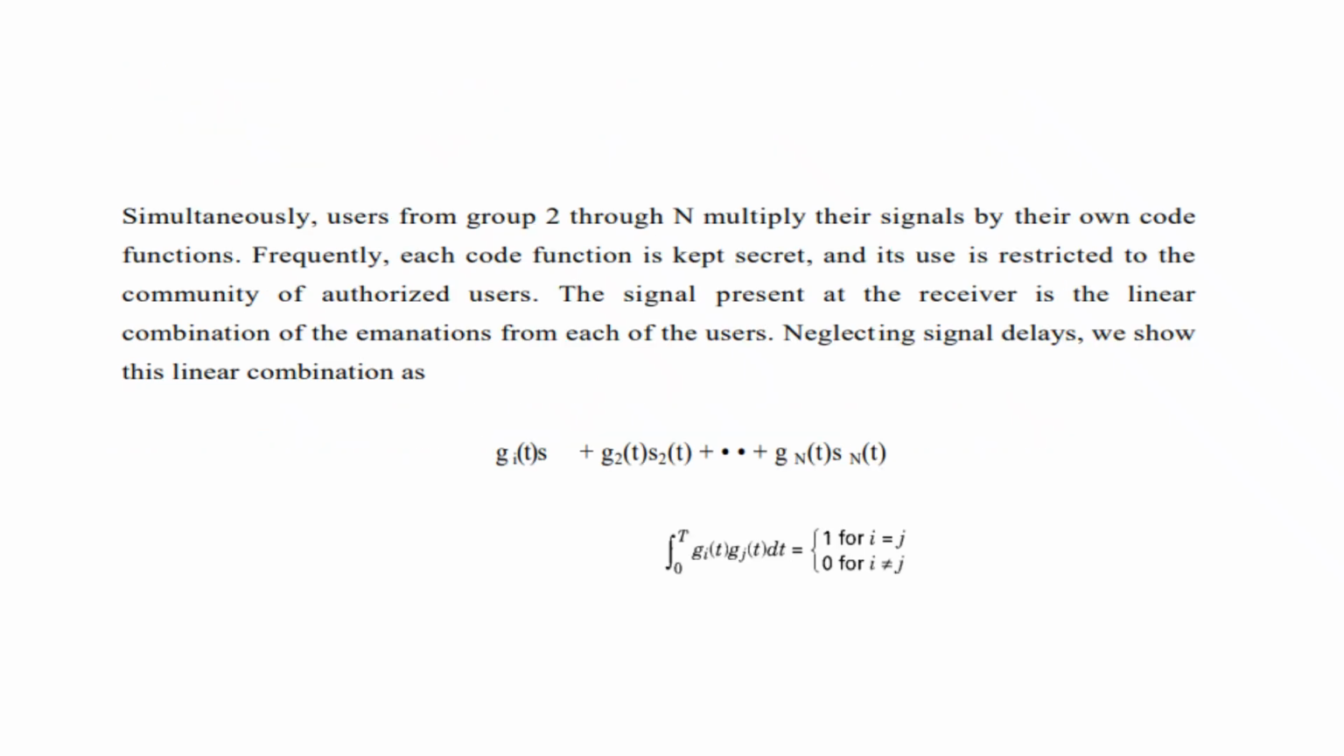Simultaneously, users from group 2 through n multiply their signals by their own code functions. Each code function is kept secret, and it is restricted to the other users. The signal present at the receiver is a linear combination of the signals from each user. Therefore, you can neglect the signal delays, and the linear combination is given as G1(t) S1(t) plus G2(t) S2(t), and it goes on up to Gn(t) Sn(t).